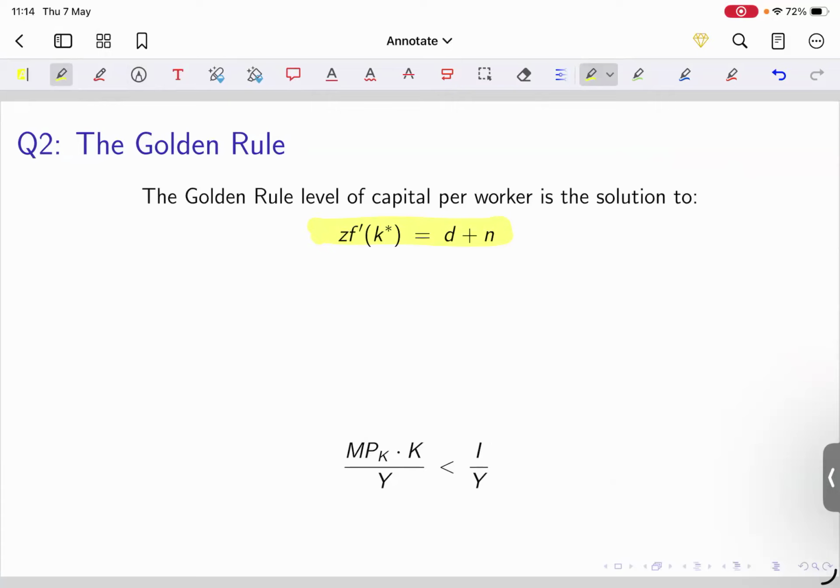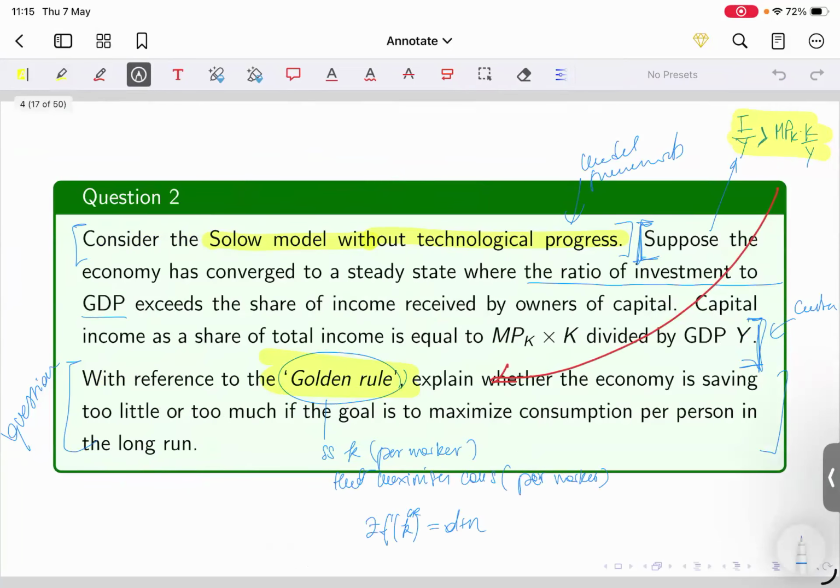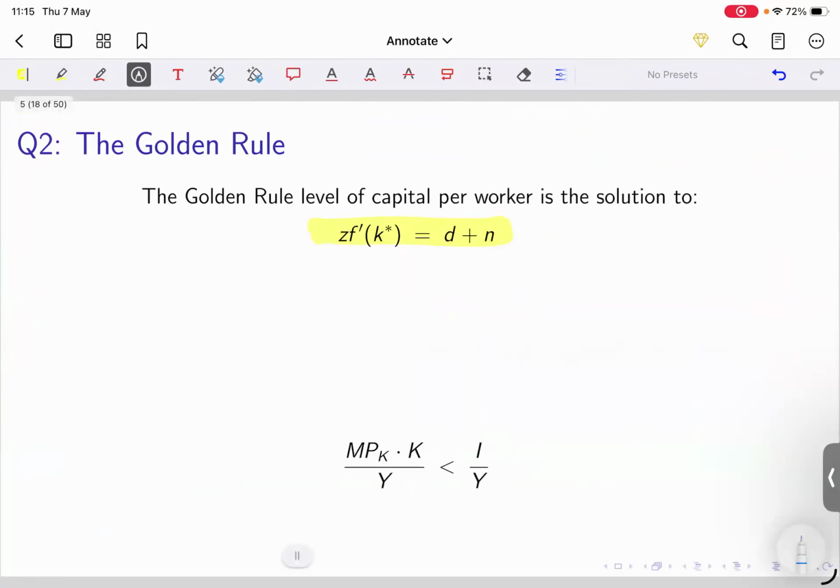It's great if you remember what this golden rule is. Don't panic if you don't, as long as you remember the definition, and you are also given it essentially in the text. It tells you here that the golden rule allows you to maximize consumption per person in the long run, so in the steady state. So recall what we're looking at here.